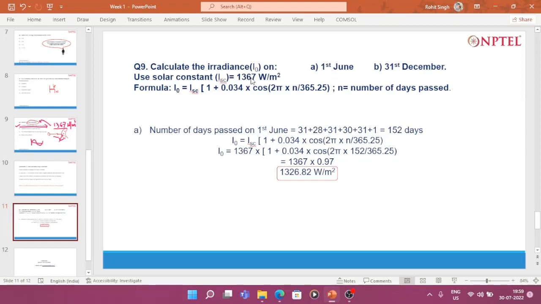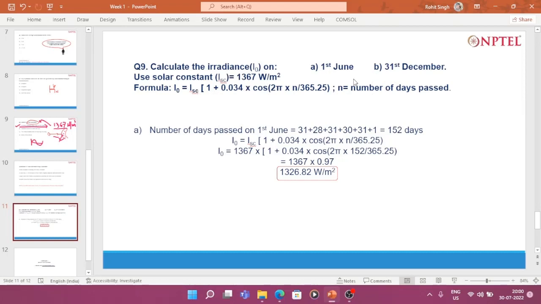I_SC is the solar constant, 1367. That's why I said the solar constant value is very important; we have to remember this value. And the formula is I_n = I_SC × (1 + 0.034 × cos(2π × n/365.25)). N is basically the number of days that have passed in the year.